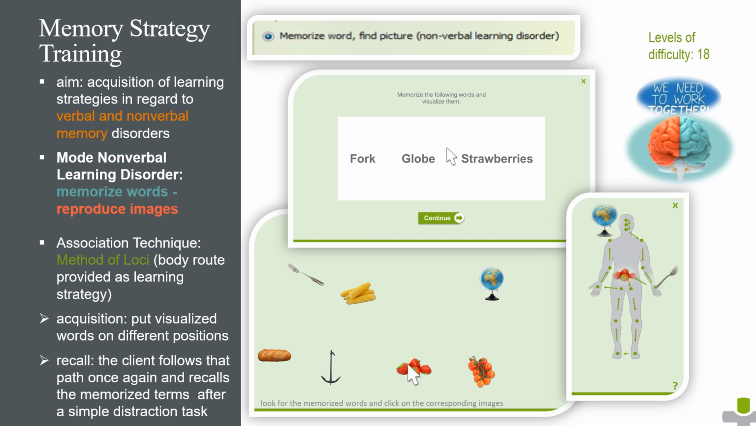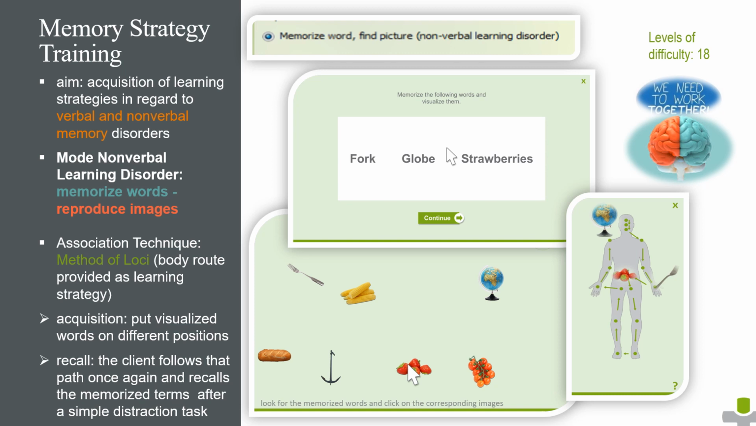The learning strategy here is a combination of creating a mental image and the well-known method of loci, provided as a body route. In the learning phase, the client has to place each item, visualized word, to be remembered at a point along an imaginary body route. After a simple distraction task, the client retraces that path once again and recalls the memorized terms.